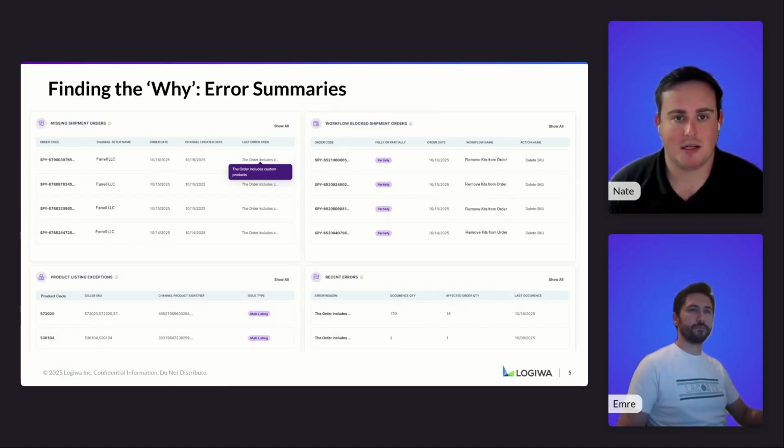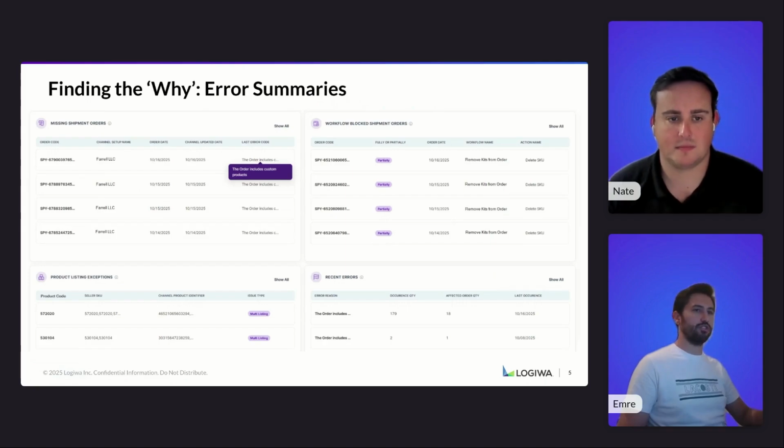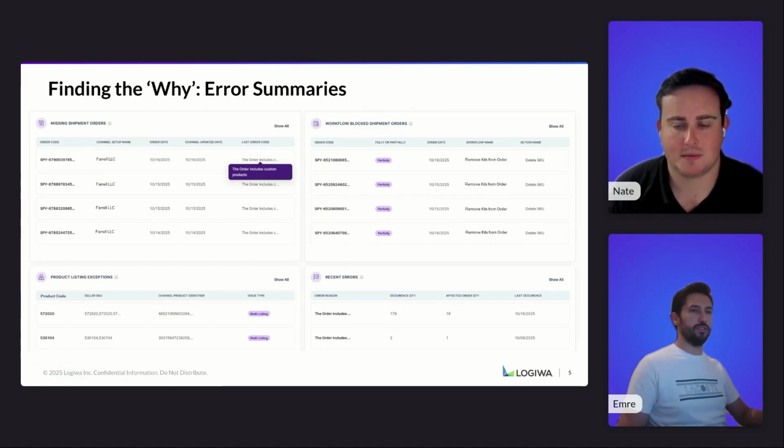And as we scroll down, do these cards tell us why there's a problem? Exactly. They categorize the why behind the failure. Missing shipment orders list the specific orders that failed and the error reason for failures. Recent errors groups the failures by error type and shows if there's a recurring issue that you should be dealing with. Workflow block shipment orders tells you if an internal Logiwa workflow is intentionally stopping an order. And product listing exceptions highlights the data hygiene problems, like SKU mismatches between Logiwa and Shopify, which can cause inventory sync failures.